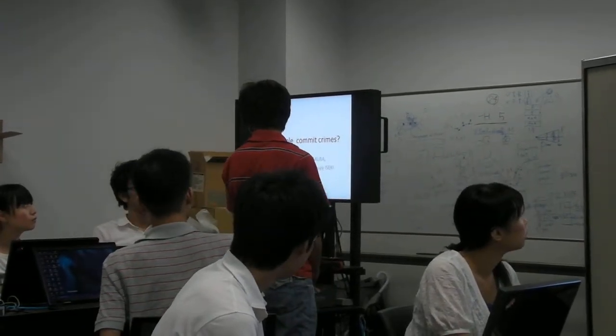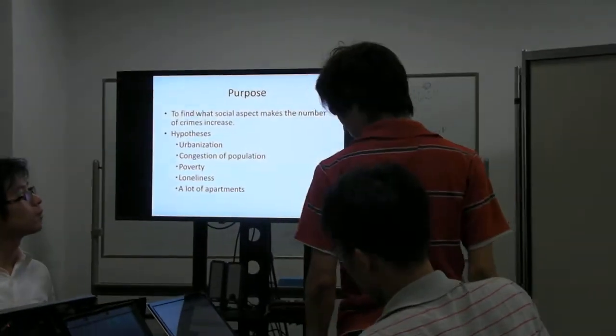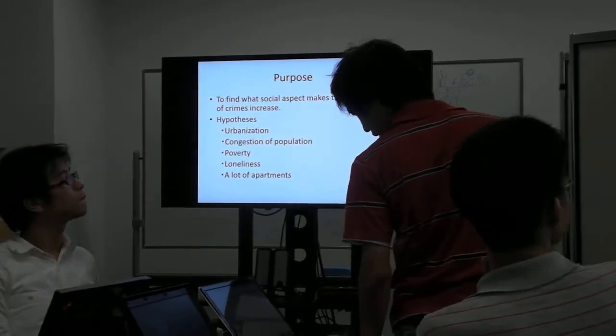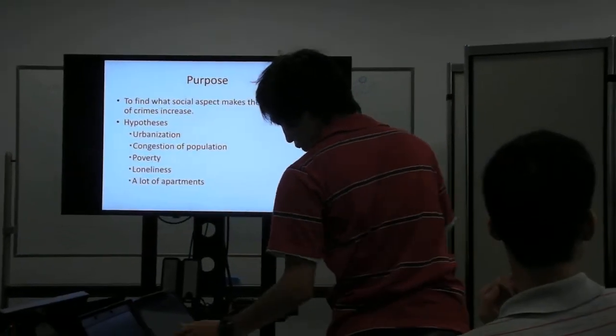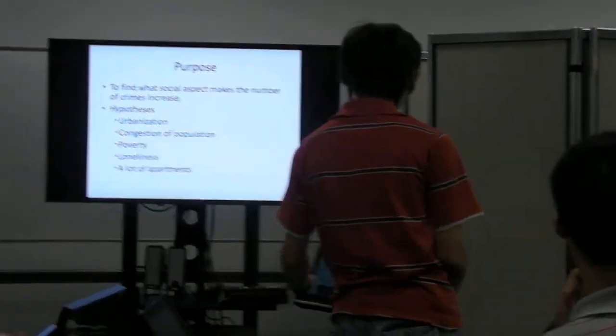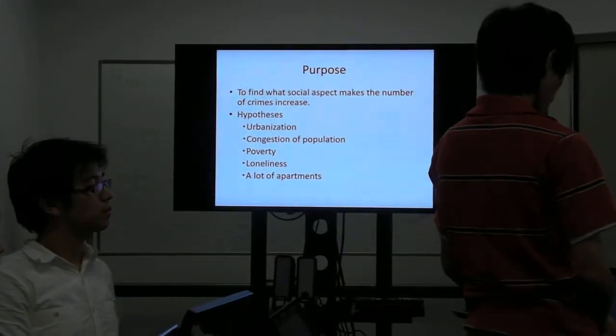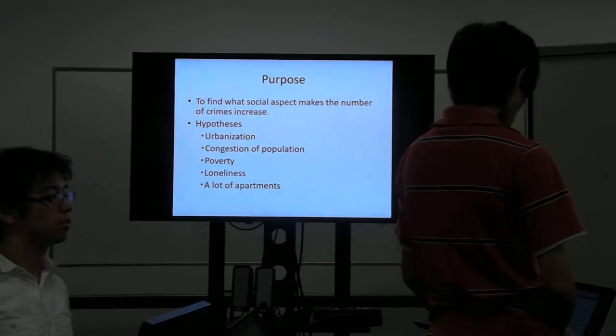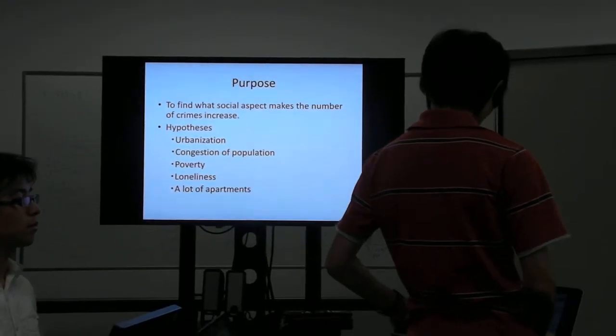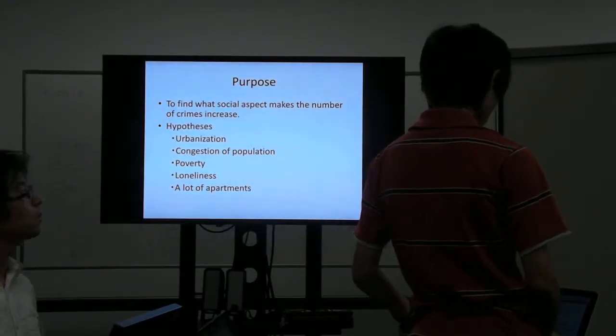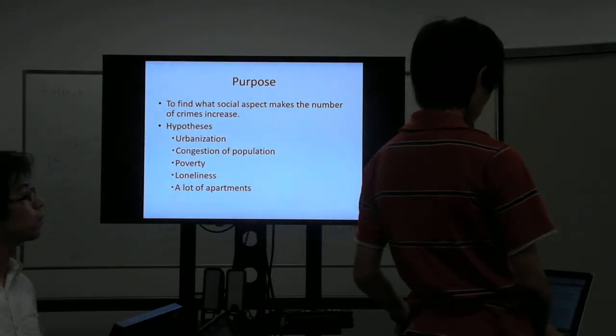Our team tries to explain the relationship between crime rate and population. Purpose. We thought that there are four reasons for crime: urbanization, congestion of population, poverty, loneliness, and congestion of apartments.